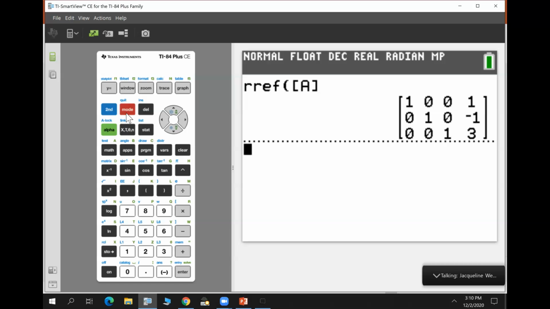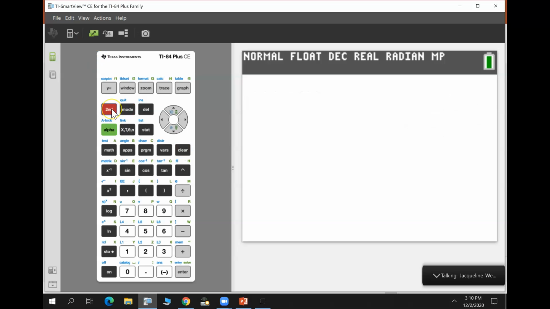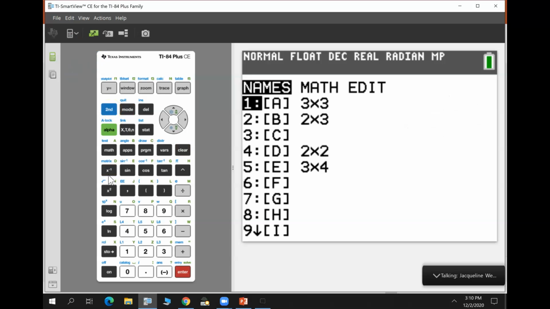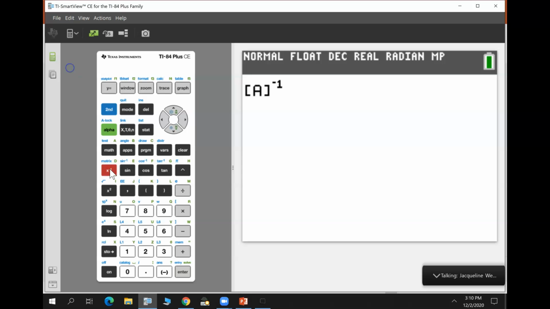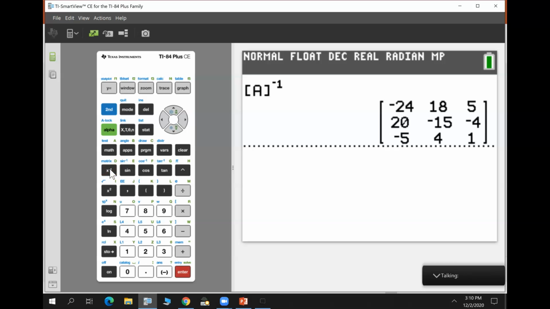So when I go back to my main screen now, I can just say, okay, take matrix A and do the inverse. So again, that x to the negative 1, that's my inverse button. So again, we don't have any other way of doing that except for the calculator doing that inverse of a 3 by 3.